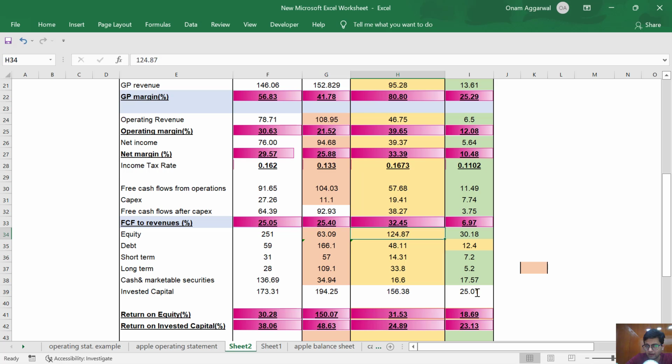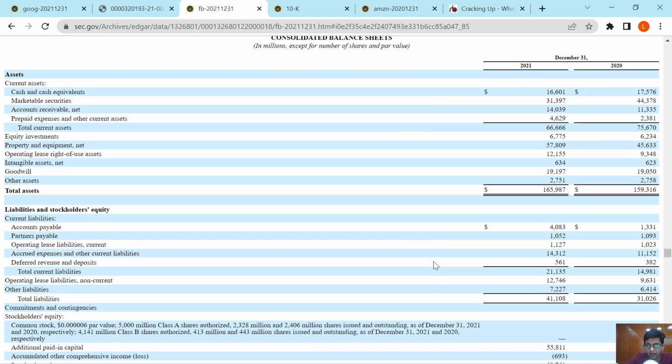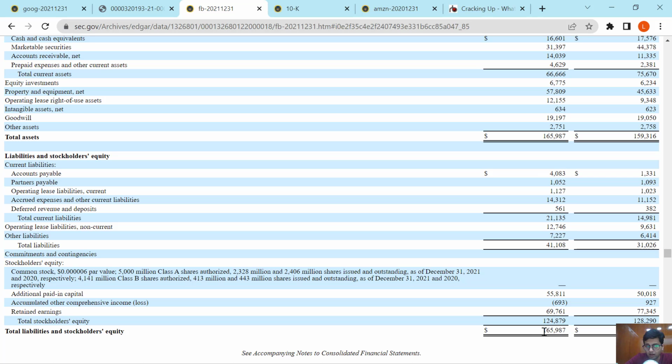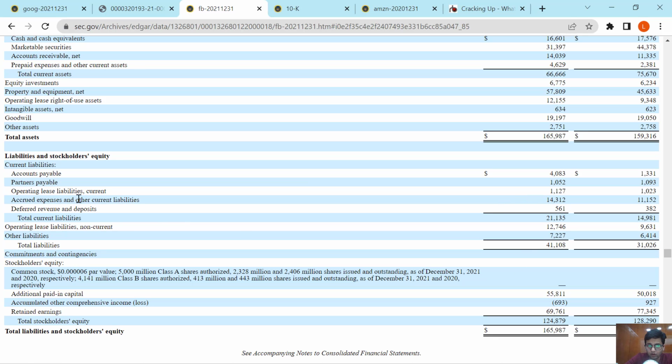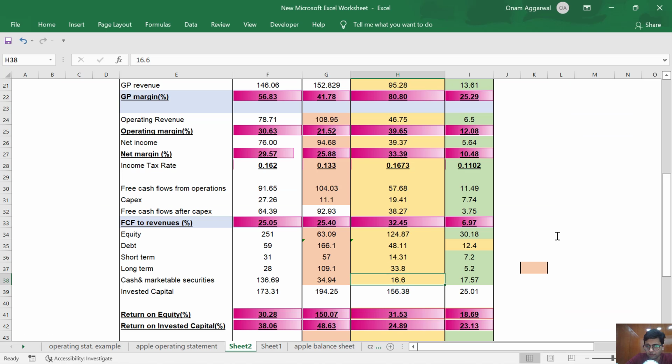Now we come to the balance sheet. In the balance sheet, we have equity. Equity is $124 billion. Debt, short and long. We have short-term debt of accrued expenses, $14 billion, and long-term operating lease liabilities and other liabilities of almost $20 billion. So we put those figures in and we got our total debt of $48.11 billion. Our cash is 16.6. Invested capital, equity plus debt minus cash, is $156 billion.